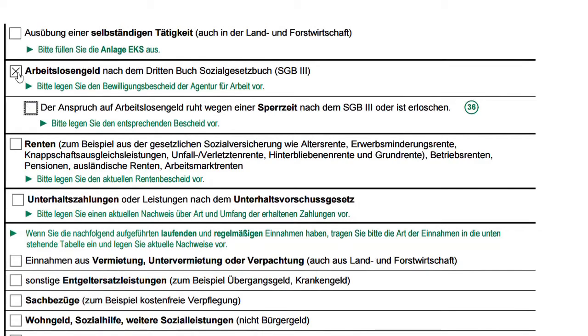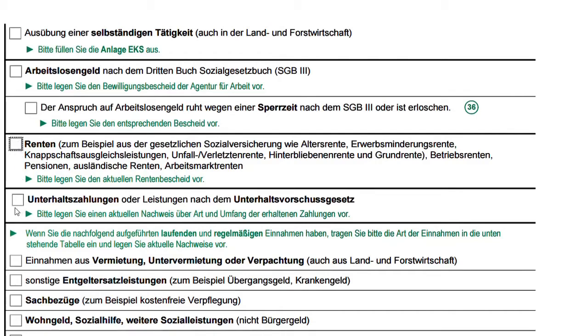If he or she gets pensions, for example from statutory social security, such as old age pension, disability pension, miners' compensation benefits, accident or injury pension, survivor's pension and basic pension, occupational pensions, foreign pensions, labor market pensions, and so on, you mark here with a cross, and you should also send the job center proof of it.